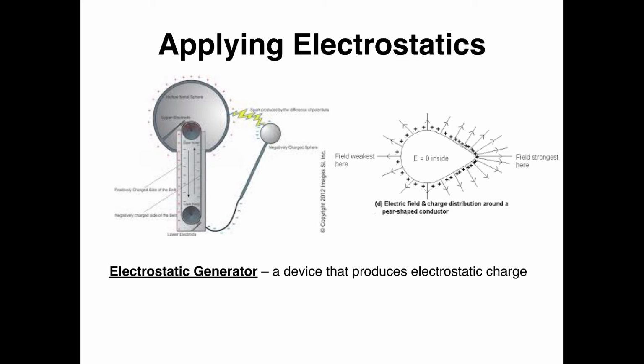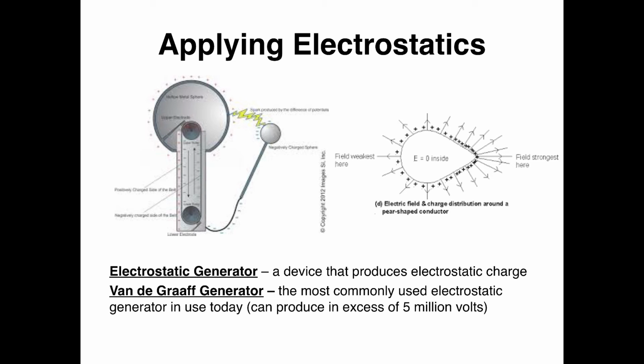You can generate huge electrical charges with such a generator. The most commonly used electrostatic generator is called a Van de Graaff generator, and as it says here, it can produce in excess of 5 million volts, which is a huge electrical charge and can cause a lot of trouble if not controlled well.